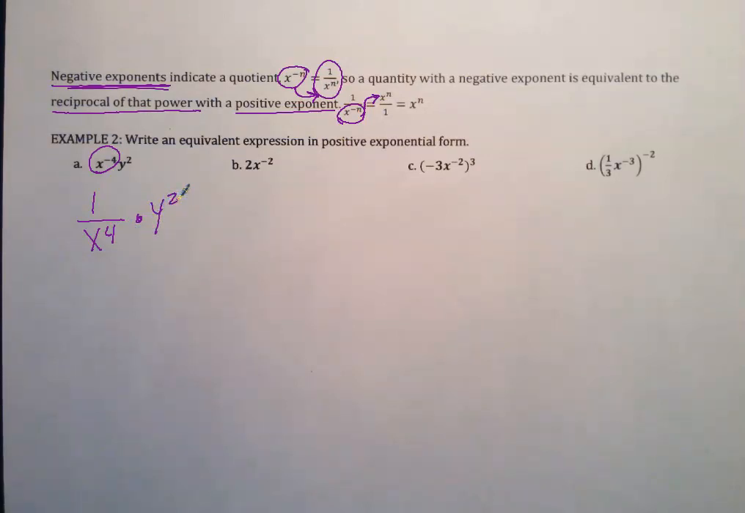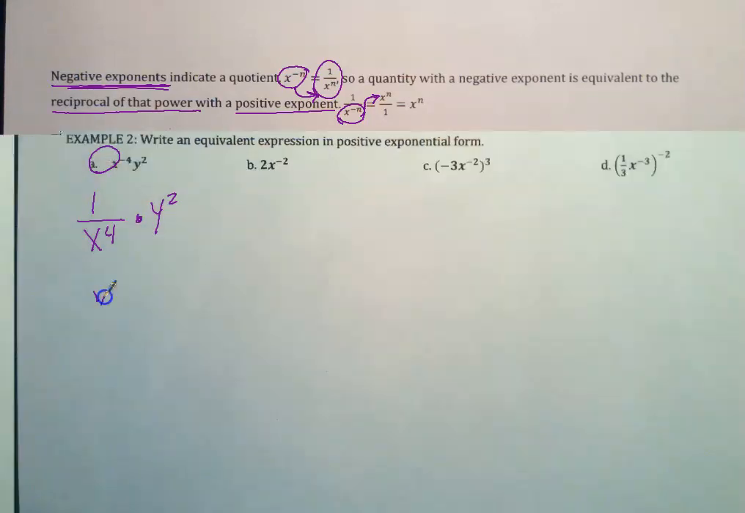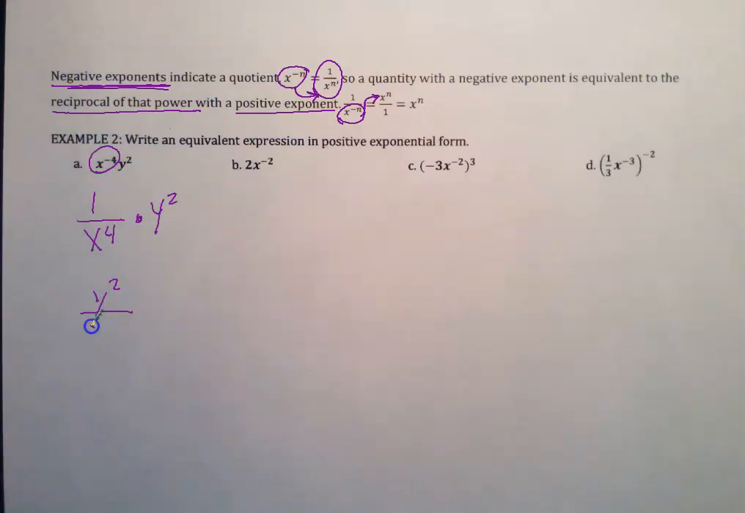So where would we put the y squared? With the 1, yeah, it would go in the top. So if we simplified this, we would have y squared over x to the 4th. That's it. So right now we're just moving things around and shifting them, and that's kind of it.